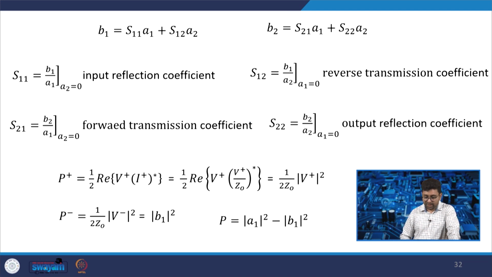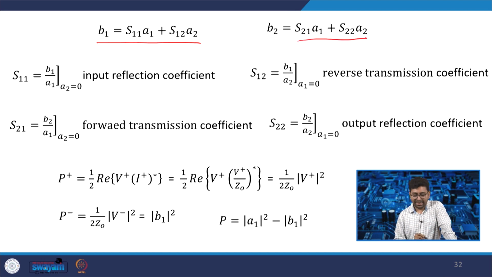So, there are 4 important parameters. You can easily write B1 in terms of A1 and A2. So, B1 is equal to S11 A1 plus S12 A2, and B2 is equal to S21 A1 plus S22 A2. It can also be represented in matrix form: B1 and B2, then S11, S12, S21, S22, then A1 and A2.